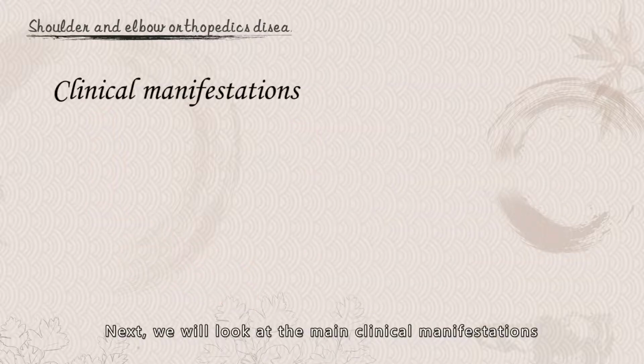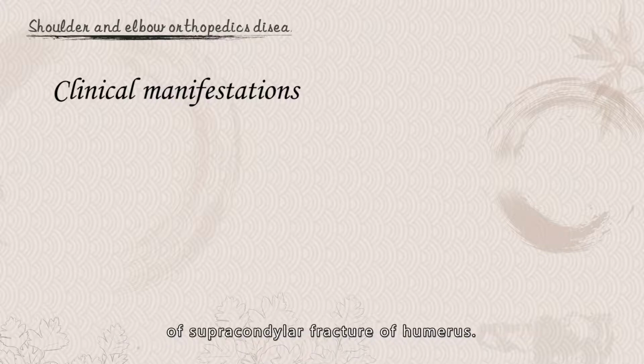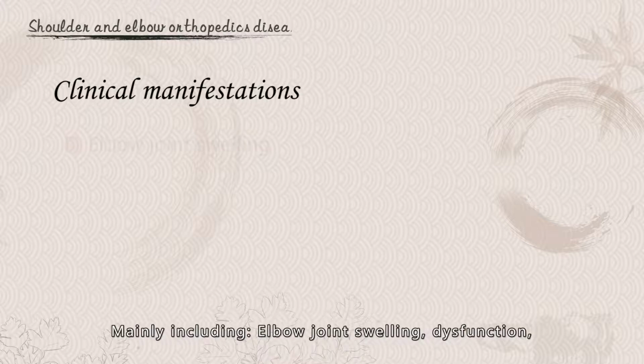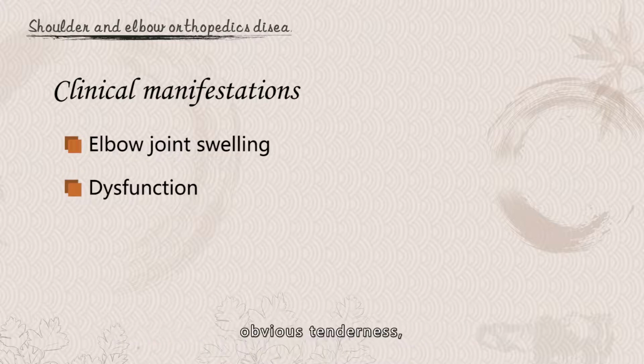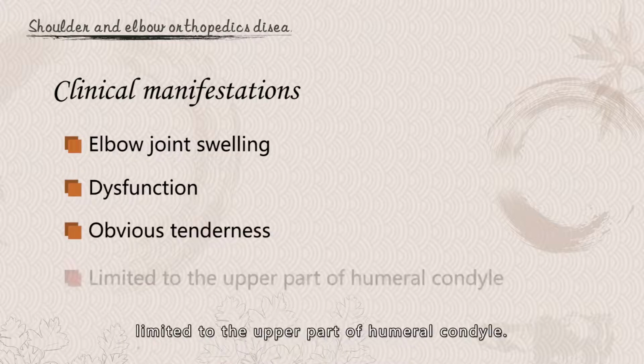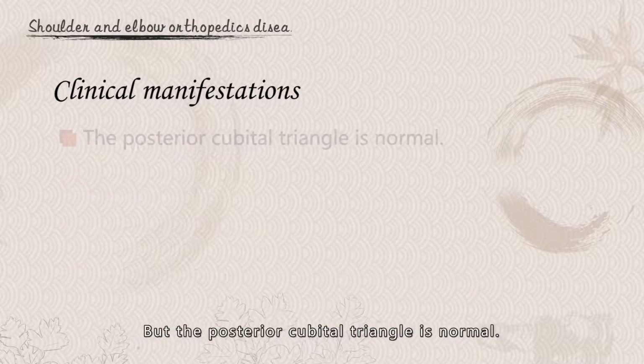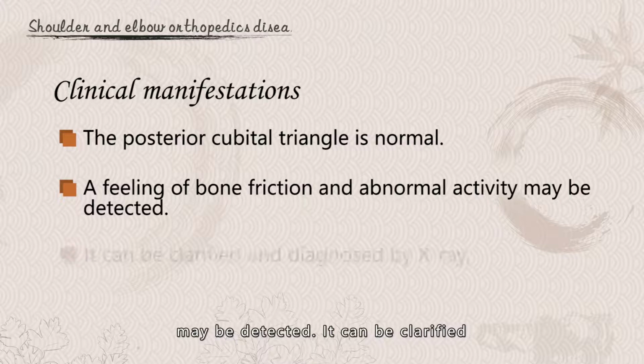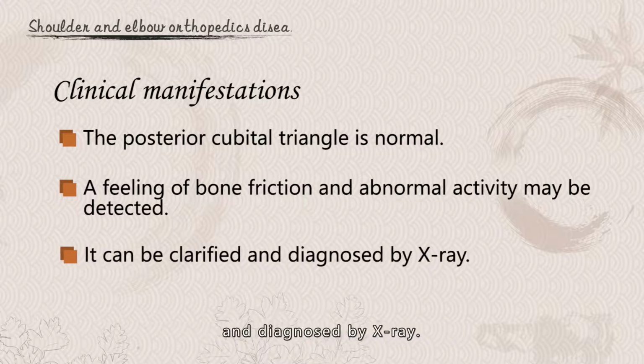Next, we will look at the main clinical manifestations of supracondylar fracture of the humerus, mainly including elbow joint swelling, dysfunction, and obvious tenderness limited to the upper part of the humeral condyle, but the posterior cubital triangle is normal. A feeling of bone friction and abnormal activity may be detected. It can be clarified and diagnosed by X-ray.